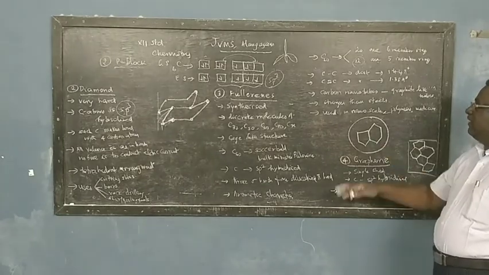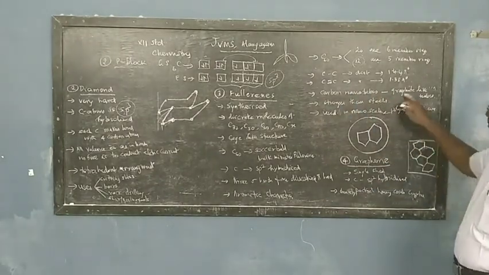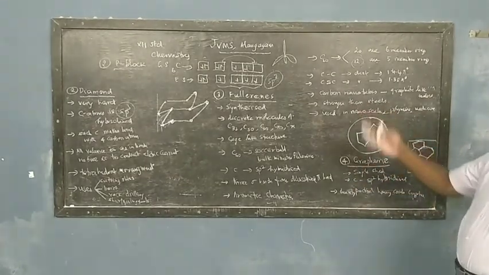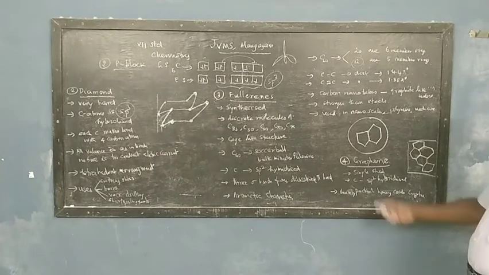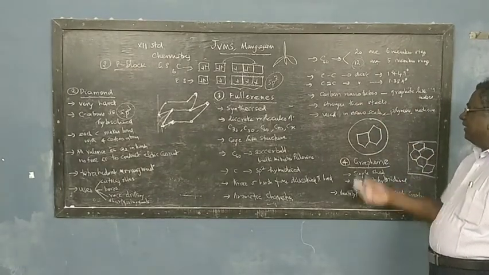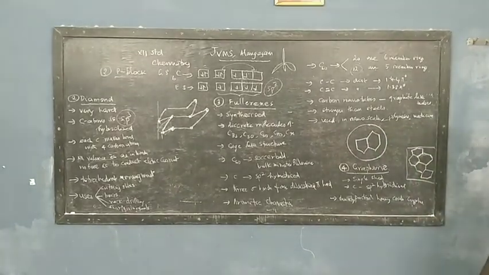Using these fullerenes, we even have carbon nanotubes, which are graphite-like tubes whose ends have fullerene structure. They are found to be very strong when compared with steel, and they are used in making nanoscale materials, polymers, medicines, and so many industrial applications. So that's about fullerenes.